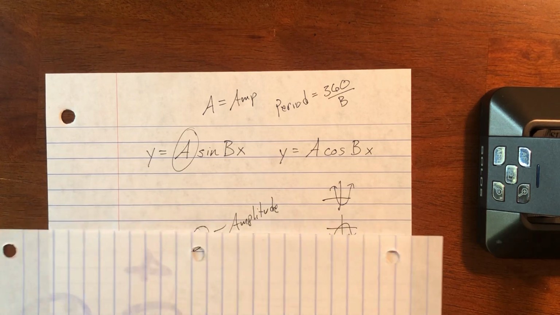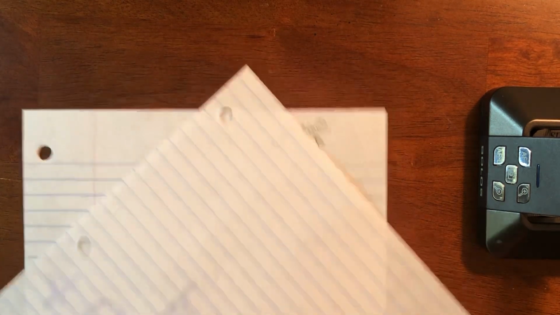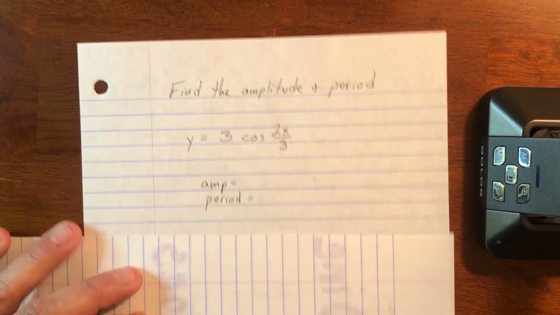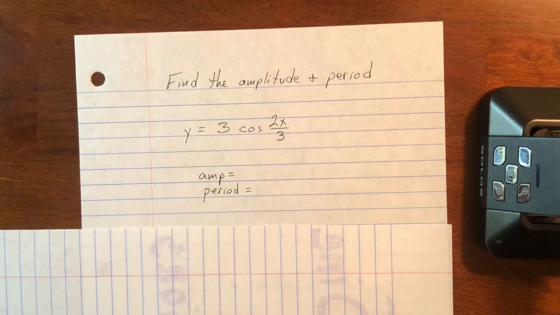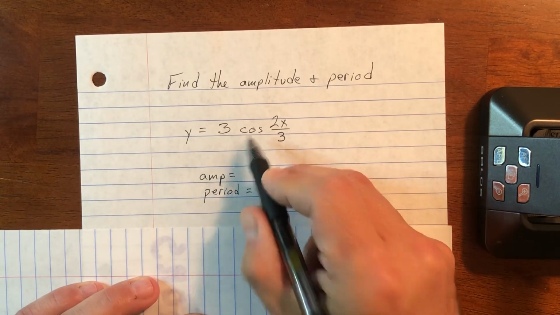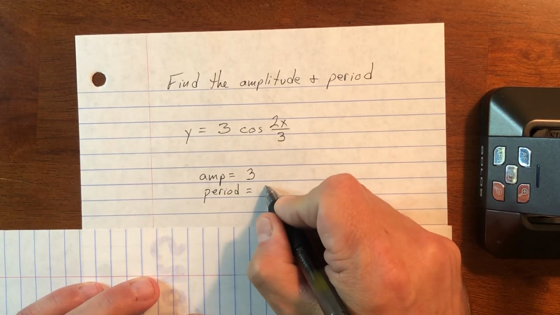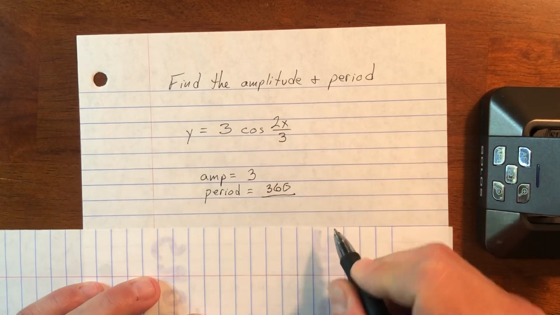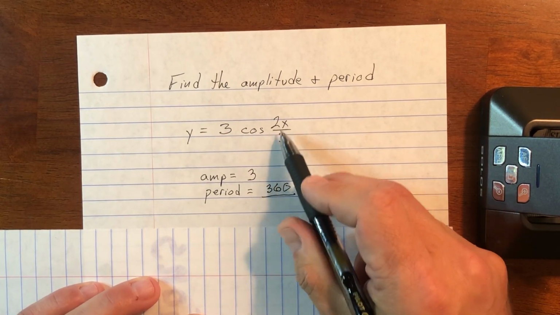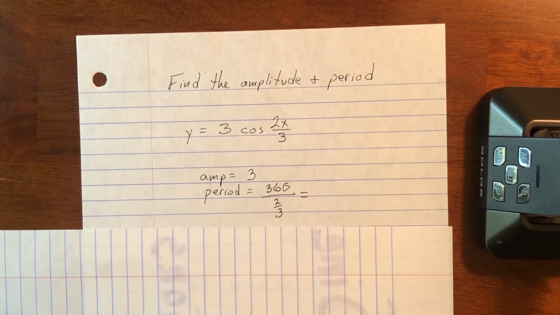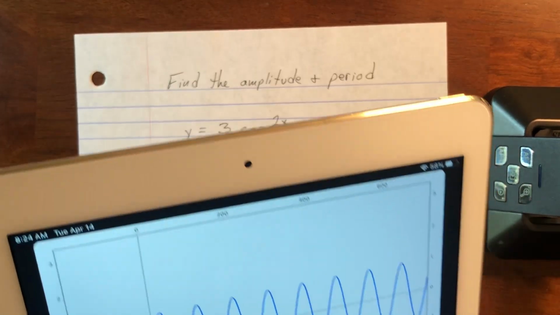So let's try to figure this out. Let's say this was like a test, and I asked you to figure out what is the amplitude and period of this without even using a graphing calculator. You shouldn't need one. The 3 is the number in front of the cosine, so the amplitude is 3. The period is going to be 360 divided by whatever number is in front of x, which in this case is 2/3. So what's 360 divided by 2/3? Well, you can probably figure that one out in your head, but let's do it on the calculator anyway.